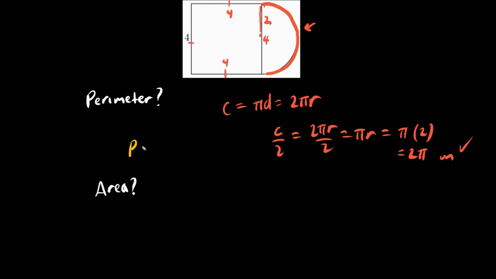So overall, the perimeter is 4 plus 4 plus 4, which is 12, plus half a circumference, which was given as 2 pi.